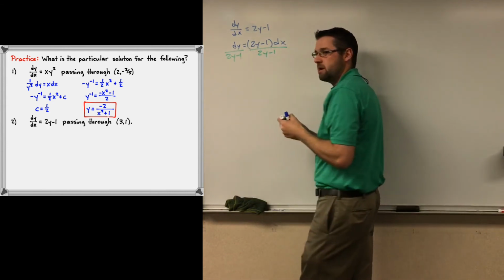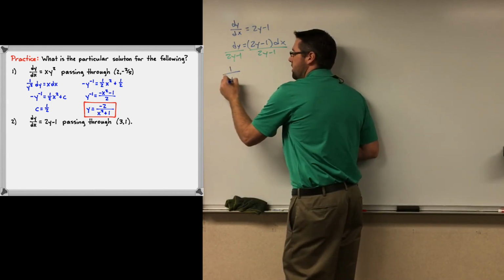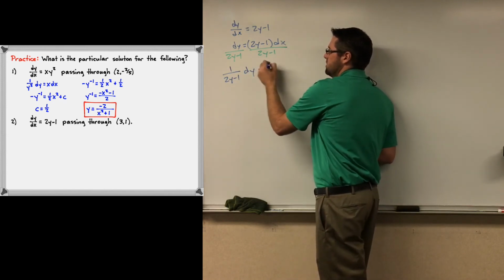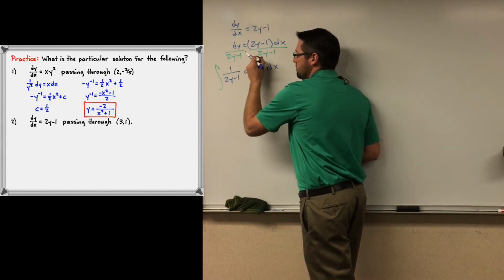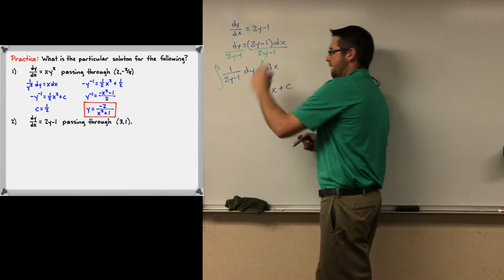Divided by 2y minus 1, right? So we end up with 1 over 2y minus 1 dy equals dx. Now what? Now I'll take the integral. I know, this side's x plus c.